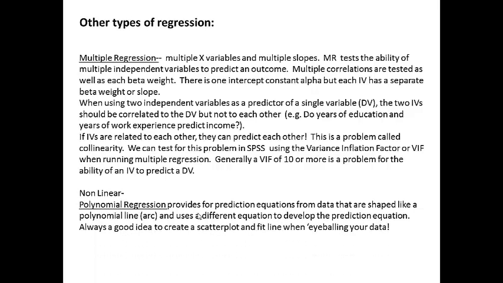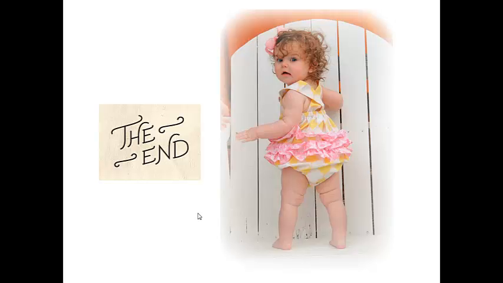There's also non-linear regression. It's called polynomial. Do you remember that curvilinear relationship I showed you earlier, where I gave you the example of weight in children and their socioeconomic status? This provides a prediction equation from data that's shaped like a polynomial or arc. It uses different equations to develop the prediction equation. It's always a good idea to create a scatter plot and fit line when you're eyeballing your data to see which type of regression statistic you need to use. And that's the end.